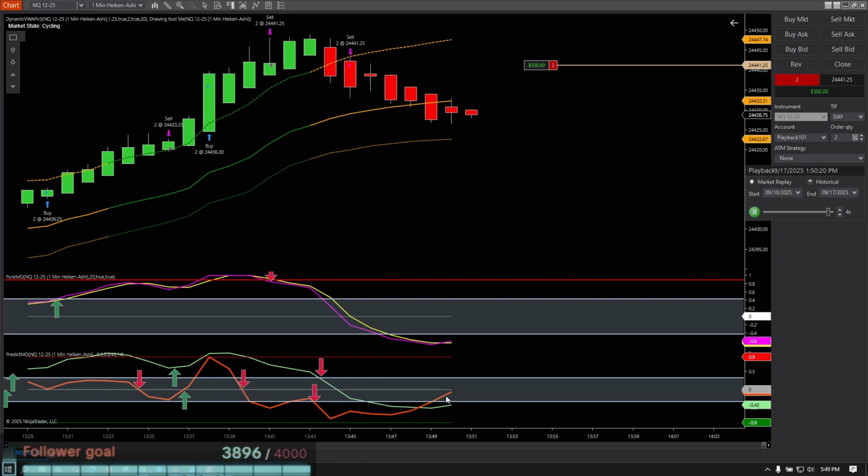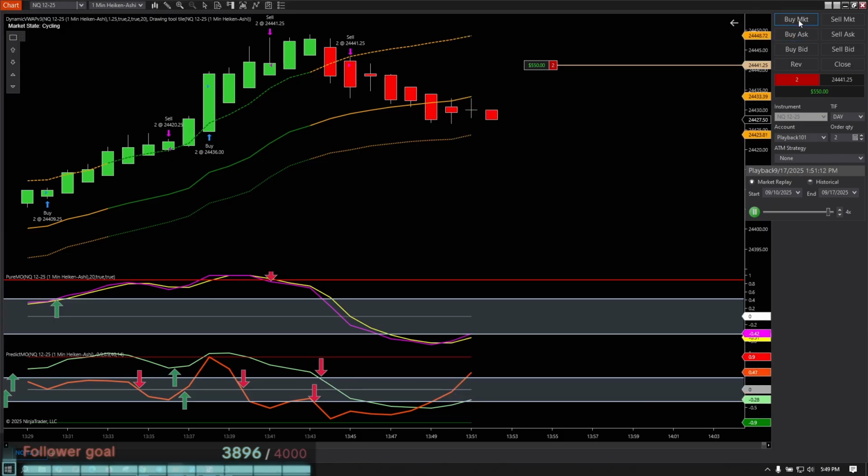Now, as soon as it crosses, this orange line is known as the predictor, okay? It's predicting about 1 to 3 bars ahead, and the moment it crosses above the 0 line, this center line here, that's the end of it right there, guys, okay? Order filled. And there you go. That's the end of the trade.